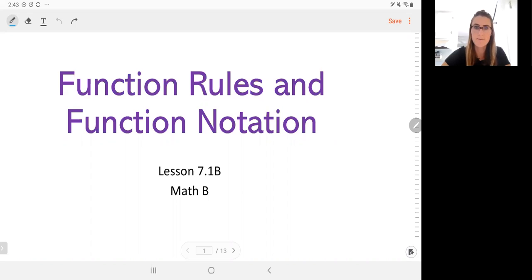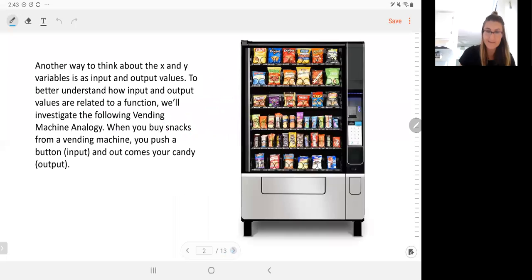7.1b lesson on function rules and function notation. So we are going to do a little bit of a vending machine analogy for this one. Another way to think about the x and y variables is as input and output values.